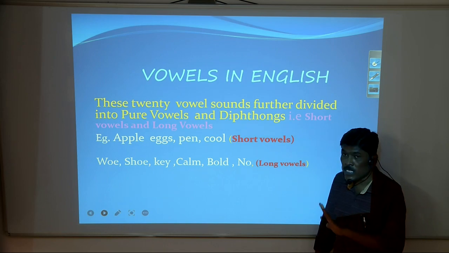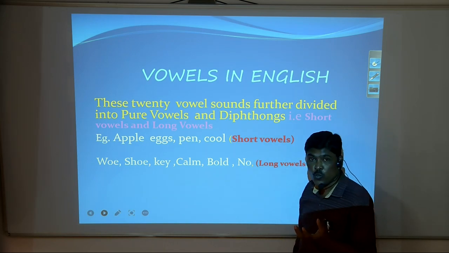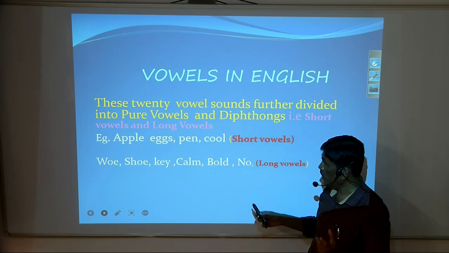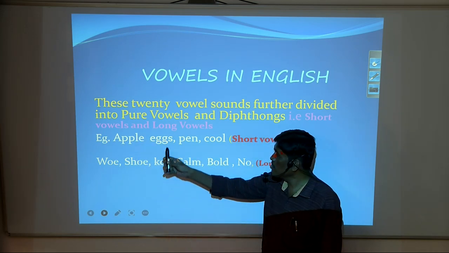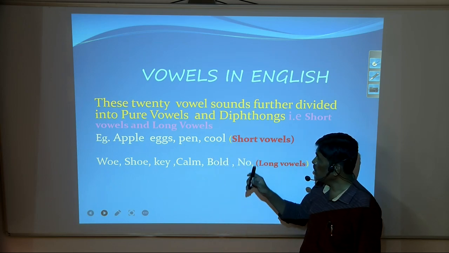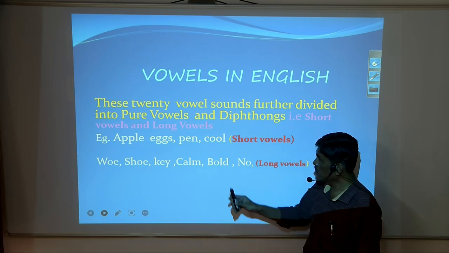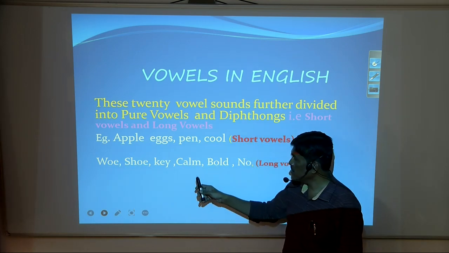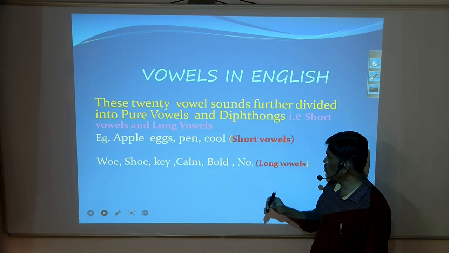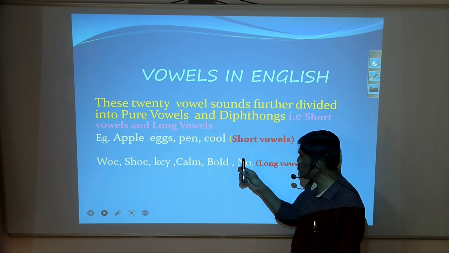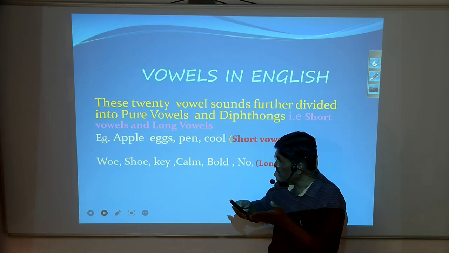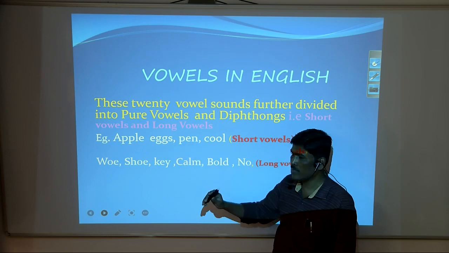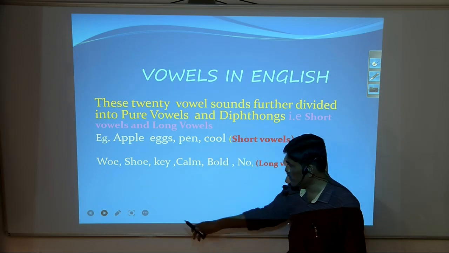Now, these 20 vowel sounds are divided into pure vowels and diphthongs, that is, short vowels and long vowels. Here we'll see, for example, apple, eggs, pen, cool. Here short vowels are there. And see these words: shoe, sheep, calm, bold, now. These are long vowels. What is the difference between a short vowel and a long vowel? Here the sound is enlarged. We produce a long vowel in shoe and sheep, and here in eggs, pen, cool, a short vowel is there.